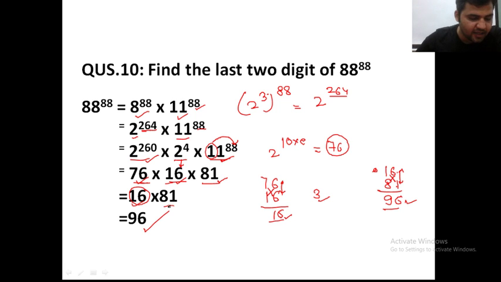Alright. Ashish, 05 is the wrong answer. The explanation is given on the screen. 96 is the right answer. If you have doubts, please ask.